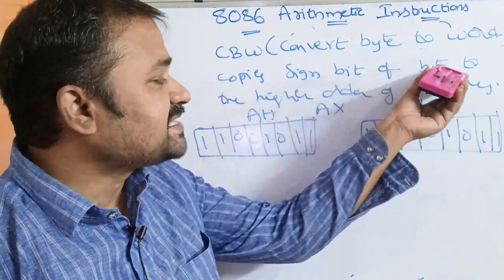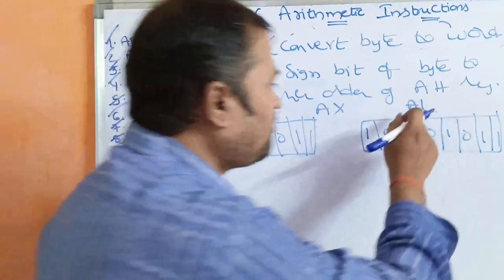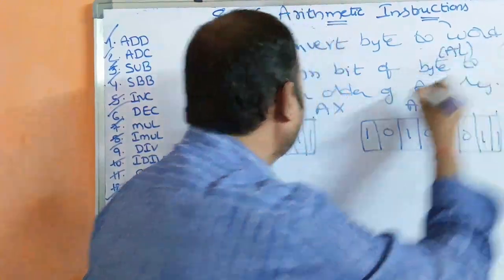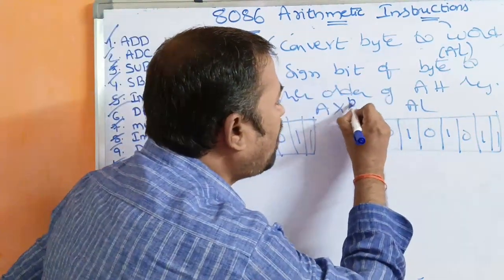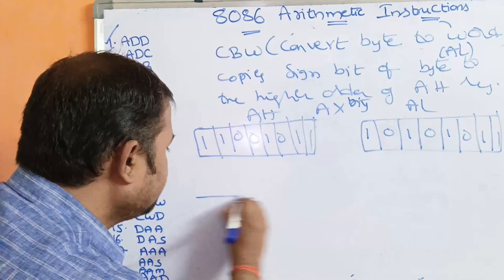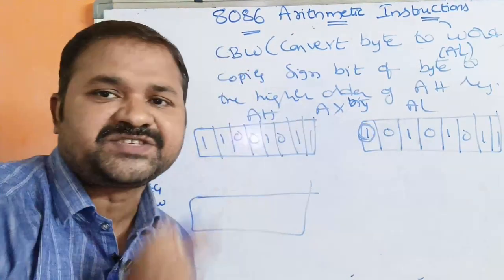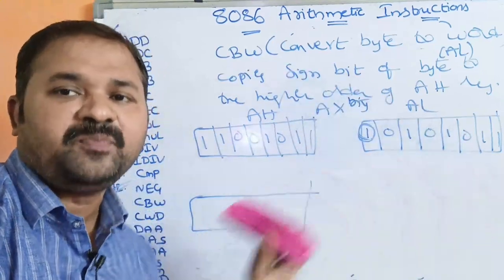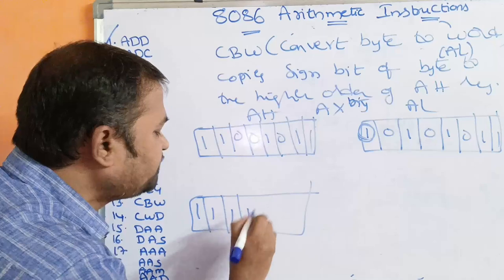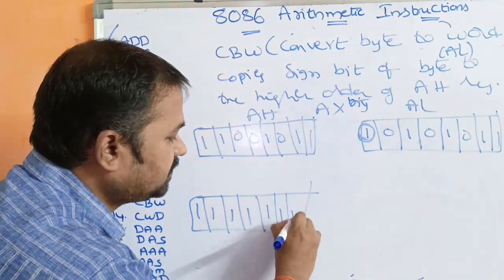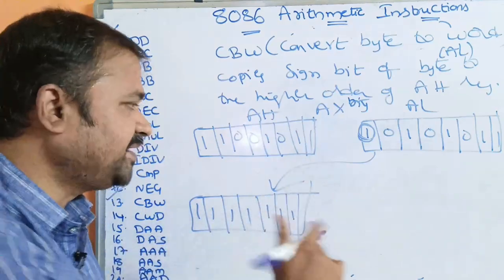It copies the sign bit of the byte, meaning this AL, to the higher order bits of the AH register. So what is the sign bit here? The sign bit of the AL register is 1. So that 1 will be copied to the higher order bits of the AH. Now all the bits of the AH will become 1. This 1 will be copied to all bits.